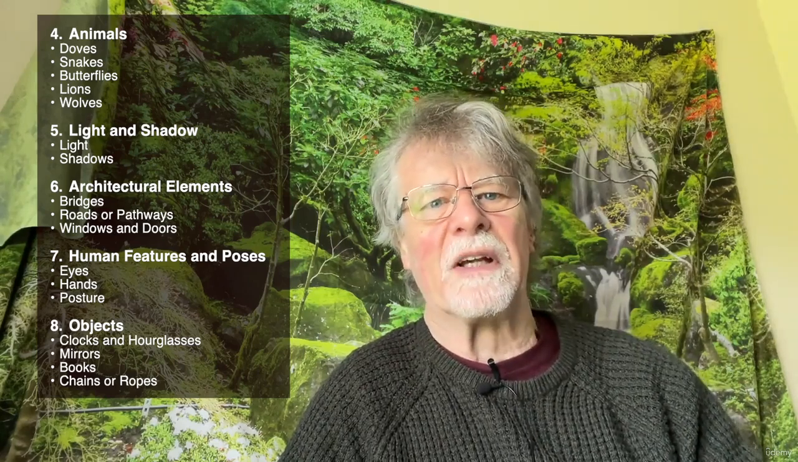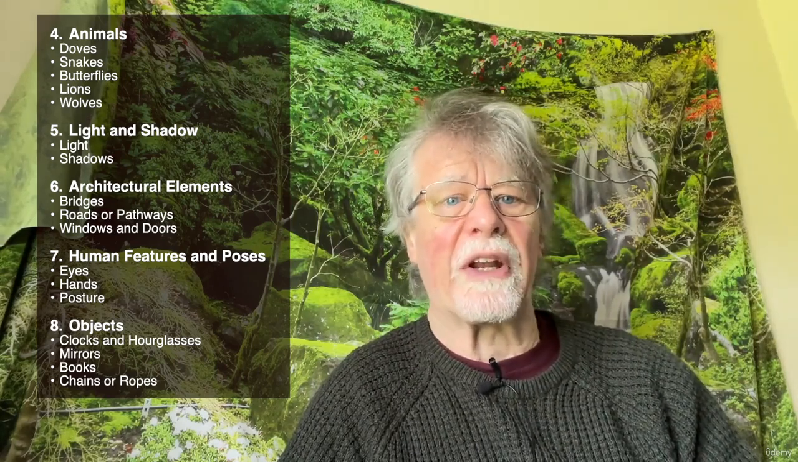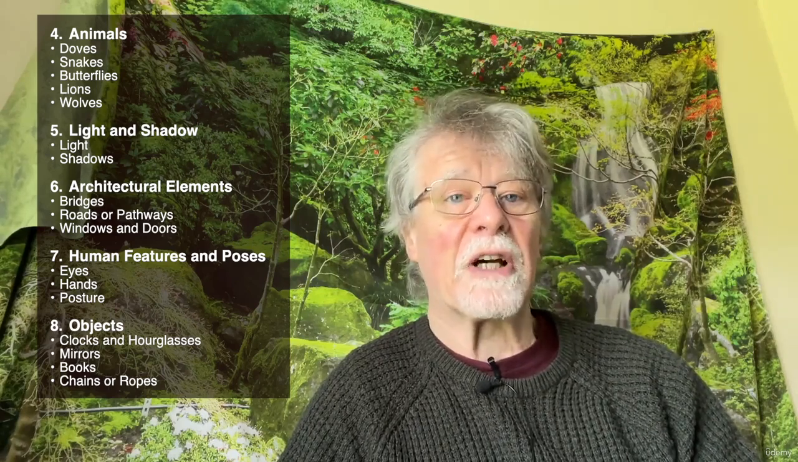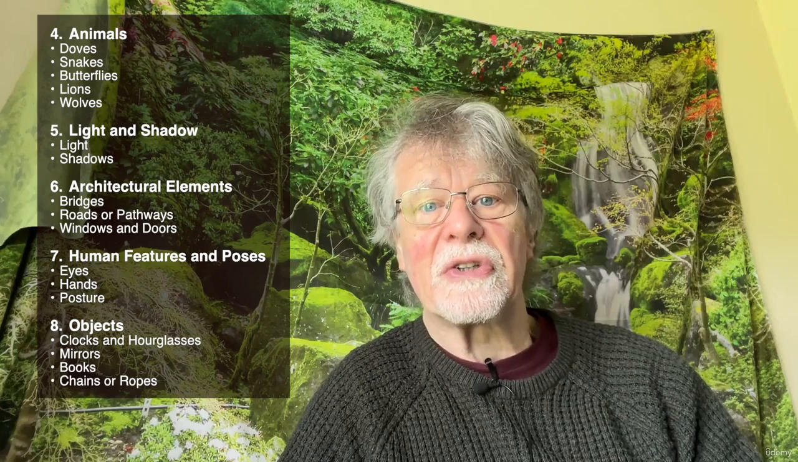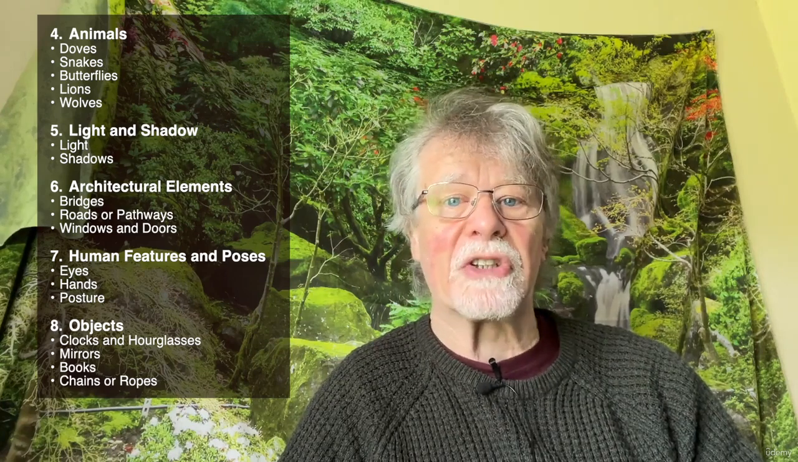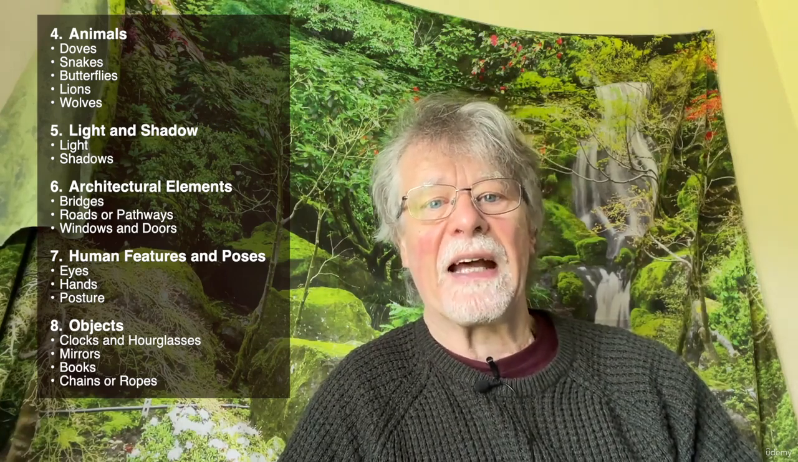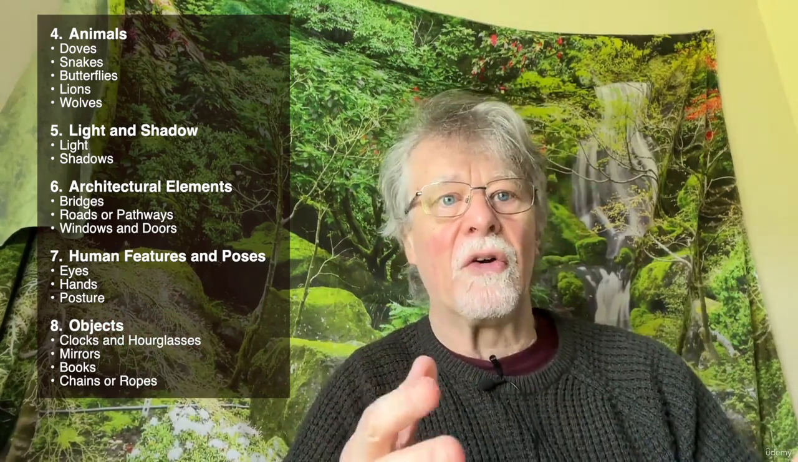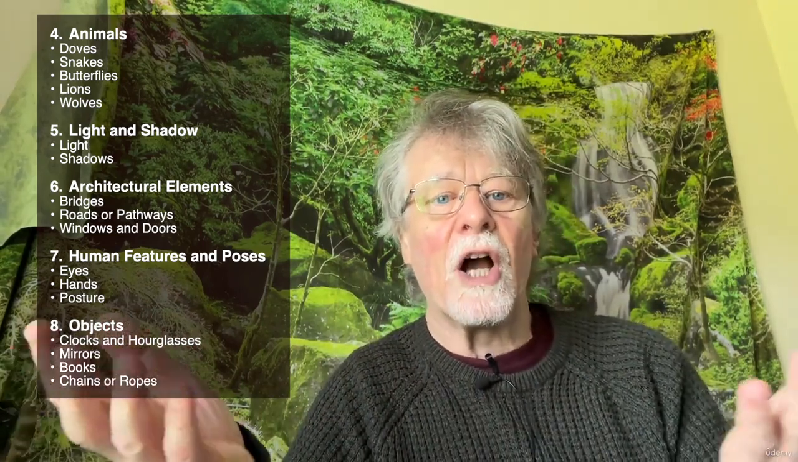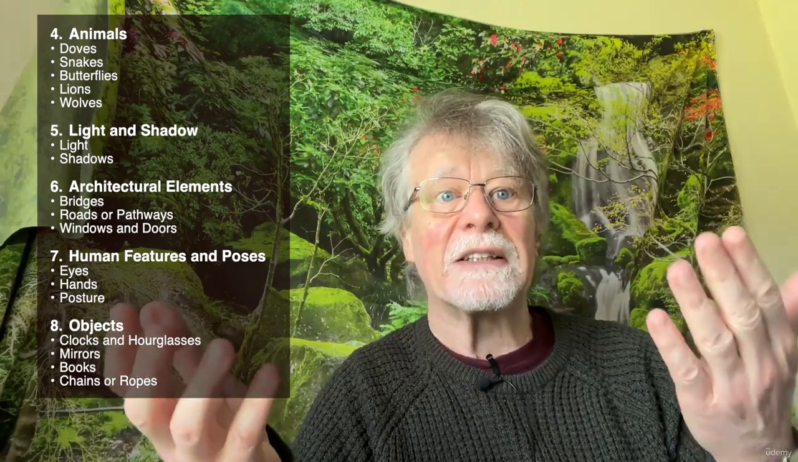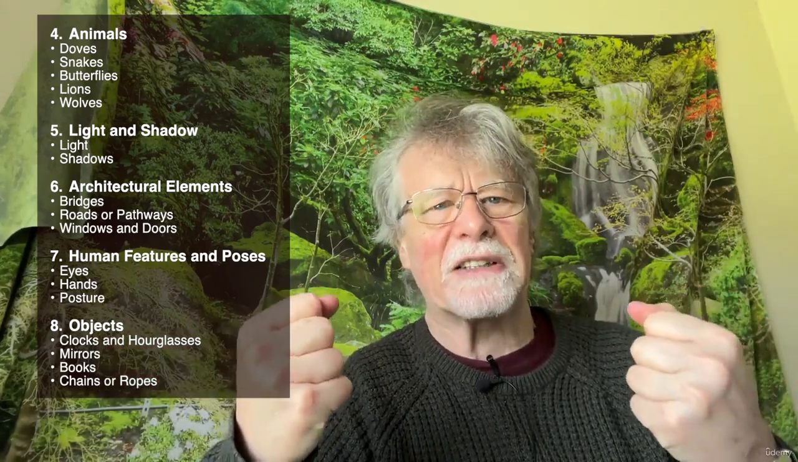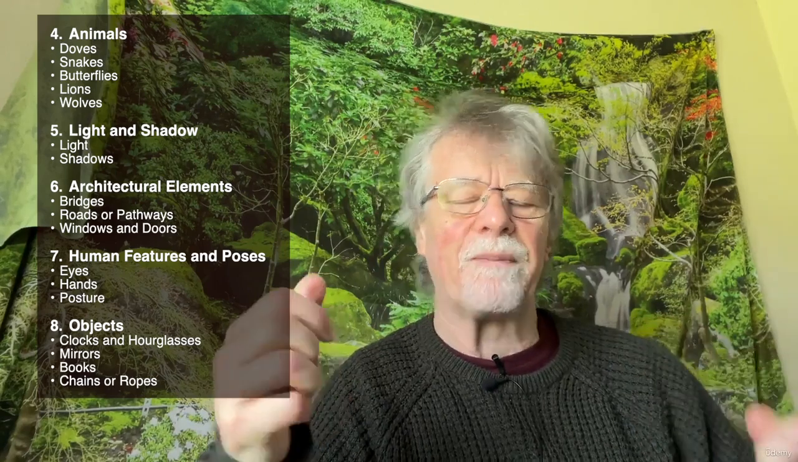So, architectural elements, we're talking about windows and doors. Also, human features and poses. For example, eyes, windows to the soul, conveying deep emotions or secrets. Hands: expression or interaction, strength or vulnerability. For example, open hands can symbolize openness or plea, while clenched fists might express anger or defiance.